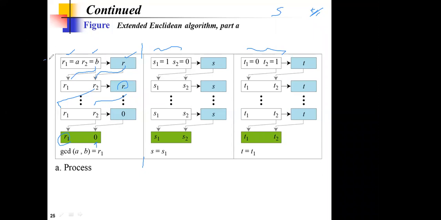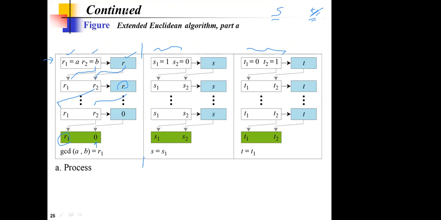So this is an important initialization step. Our first part will run in the Euclidean algorithm alongside, since I am going to find S and T. I want to find out the values of S and T. So I have to assign S1 equal to 1, S2 equal to 0, T1 equal to 0, and T2 equal to 1.